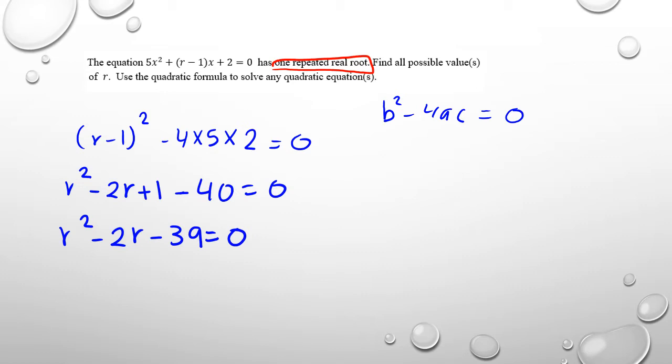To use the graphic calculator to solve it, you go to menu, then equation, and go to polynomial, which is F2, and then press degree of 2, and enter the coefficients of x squared, x, and the constant. The coefficient of x squared is 1, the coefficient of x is negative 2, and the constant is negative 39. When you press equal, you get two answers. So r equals 7.3 or r equals negative 5.3.